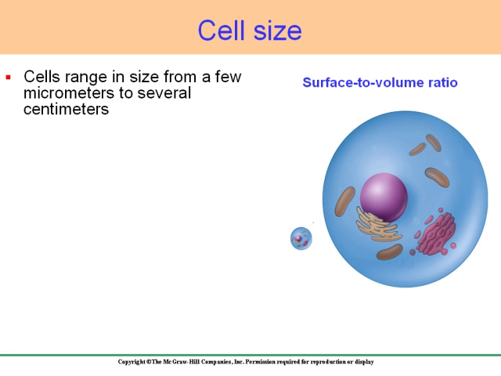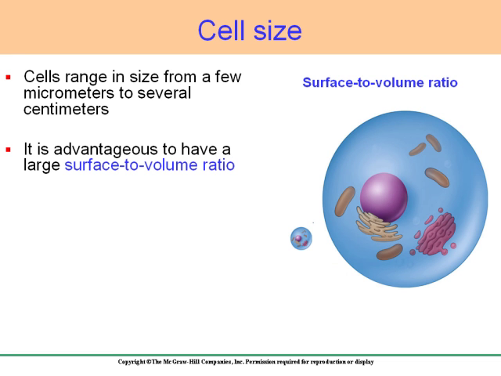Cells range in size from a few micrometers to several centimeters. And it is advantageous to have a large surface to volume ratio. If you look at these two cells to the right, they're very different sizes. One is very small and one is a lot larger, and they have drastically different surface to volume ratios. The cell on the left is going to have a greater surface to volume ratio than the cell on the right.